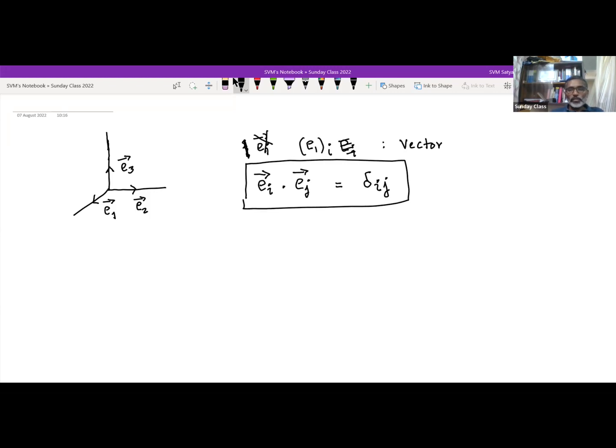This is something which we know. There is nothing very unique or very new about this. But now let me ask the following question. Suppose I take the Ei vector dotted with Ej cross Ek. What will that be equal to? So this is the question that I would like to ask. What do you think this is equal to?